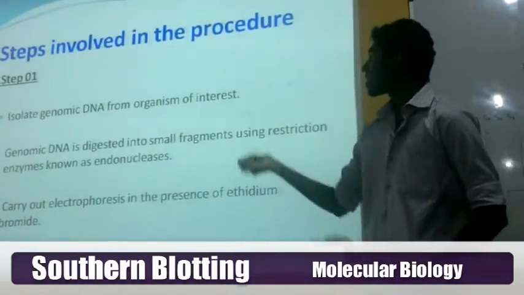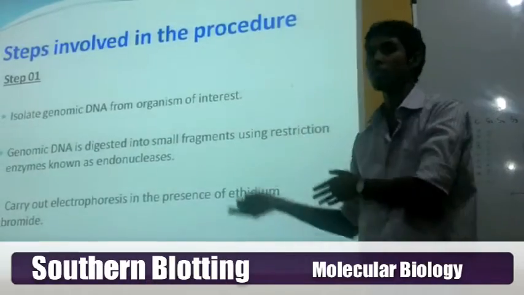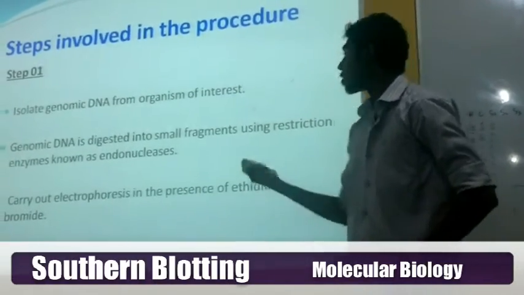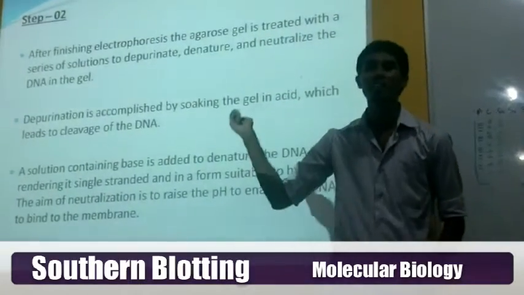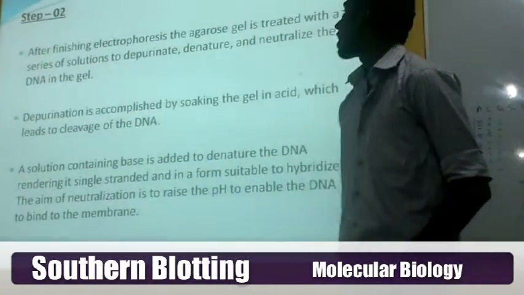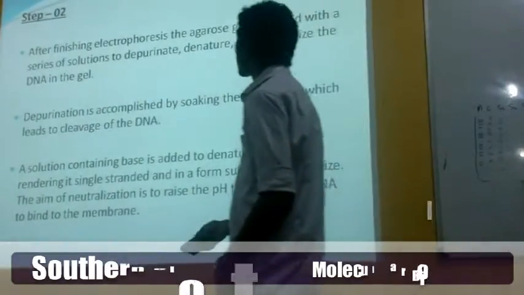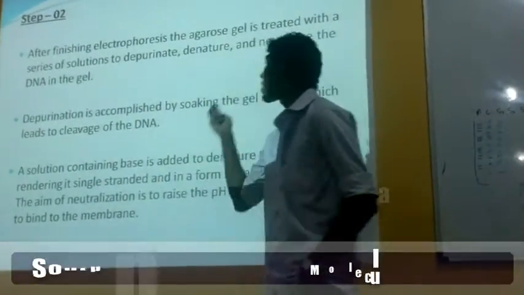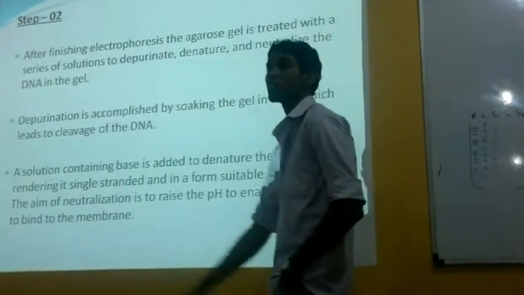So after digesting them with endonucleases, now you have the DNA strands broken up into pieces. The next process is that you carry out gel electrophoresis in the presence of ethidium bromide. I did explain the electrophoresis, so you know what the procedure is now. After the electrophoresis, we do a process known as depurination, denaturation, and then finally neutralization.